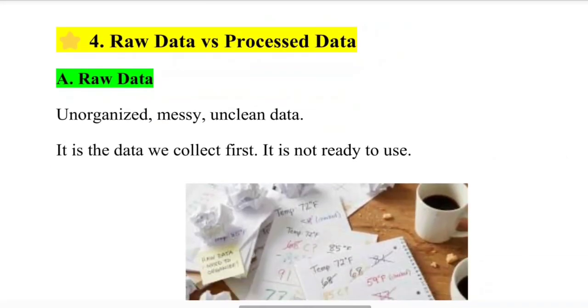Now, raw data versus processed data. Let's look at two types of data. The first one is raw data. This data is what we collect first. For example, I can ask, what's your roll number, and you say something, right? That is raw data, which is messy. I can ask someone randomly, what is your roll number, and it is not organized, it can be messy. So it is not ready to use. For example, a list of temperatures written in some random order comes under raw data.